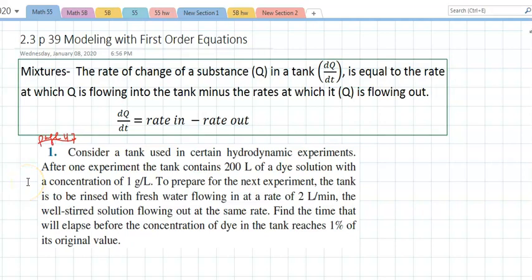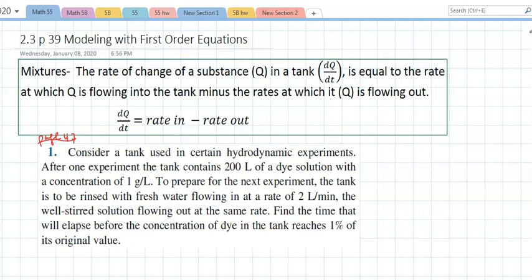Section 2.3 is on page 39. It talks about modeling with first order equations. So we're going to focus on one application, mixtures, liquid mixtures specifically. This could apply to different economic mixtures and some other applications as well, but we're going to focus mainly on liquid mixtures.